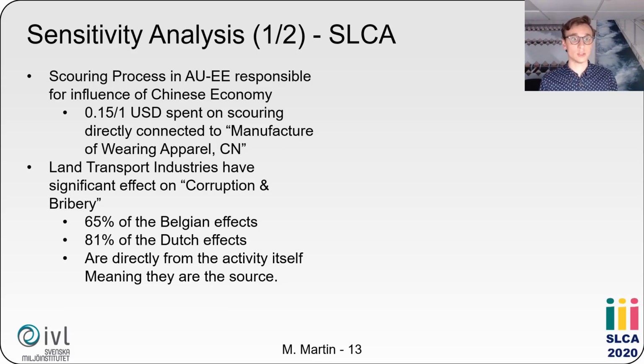Also, the land transport industry showed to have a significant effect on corruption and bribery, and 65% of the Belgian effects and 81% of the Dutch effects of the land transport sector in both of those countries are directly stemming from the activity itself, meaning that they are the source and not the connections that they have to other sectors.